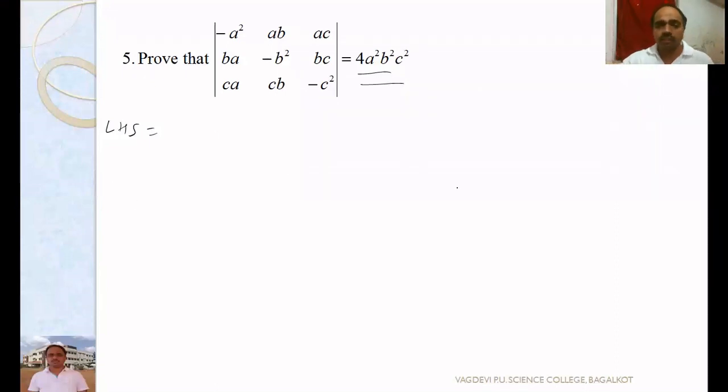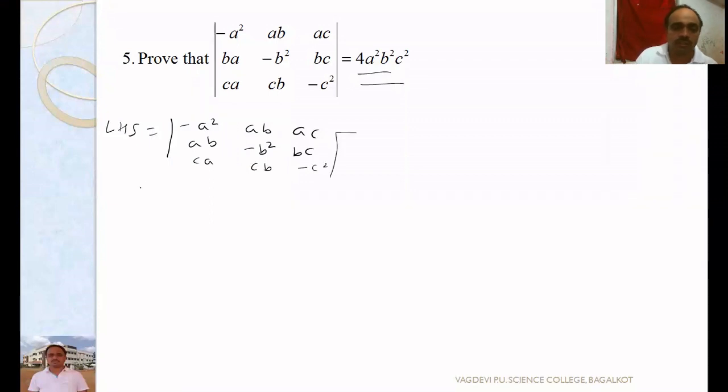So I will take the left hand side, LHS. So on the left hand side, you have to write the determinant. So what is the determinant? Determinant of minus a square, AB, AC. Then what is the second row? BA. BA means AB. Then minus B square. Then BC. Then CA, CB, minus C square. This is the left hand side.